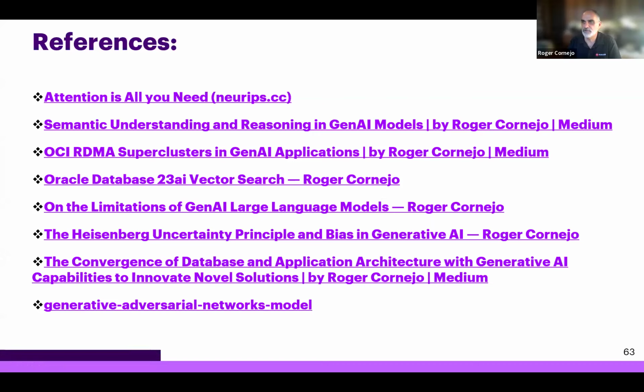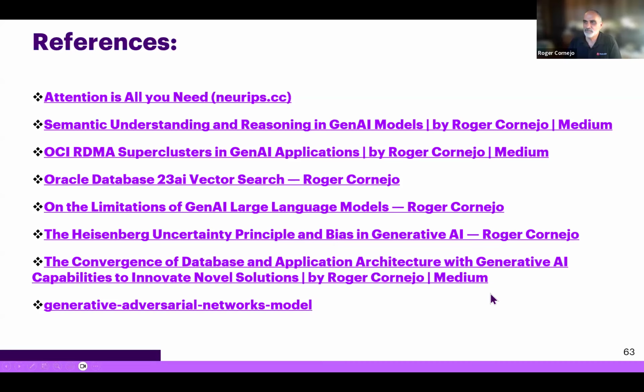I have a lot of posts on my blog regarding generative AI. I call it the GenAI Demystified, but semantic understanding and reasoning. So what's that all about? RDMA superclusters, what is this one all about? 23 AI vector search, I already mentioned that one. The limitations of large language models, and I did mention that they're not very good for numerically intensive applications. And then also maybe a lighter post on bias in generative AI.